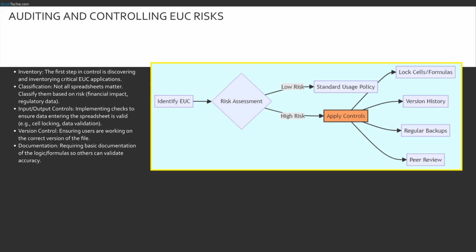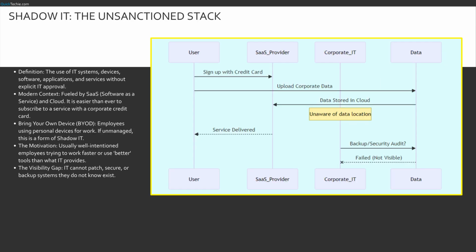This flowchart guides the governance process. We start by identifying the EUC. We immediately move to a risk assessment decision point. If it's low risk, a standard policy applies. If it is high risk, we move to the orange box. Apply controls. These controls branch out into specific actions: locking cells, enforcing version history, ensuring backups, and conducting peer reviews of the formulas.